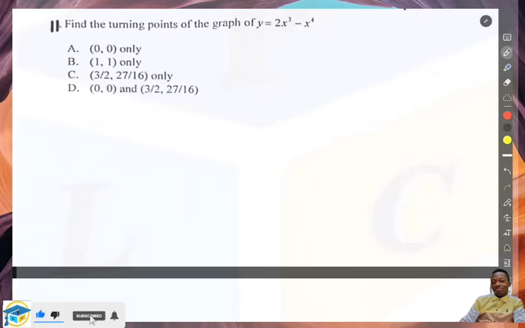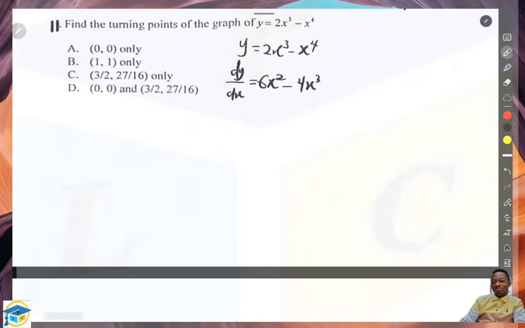So we have y equal to 2x cubed minus x to the power of 4. So we'll differentiate y with respect to x. What are we getting? We get 6x squared minus 4x to the power 3. Once we get that, we set dy over dx equal to 0.